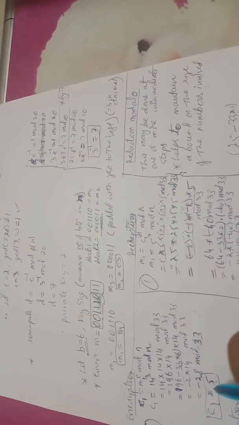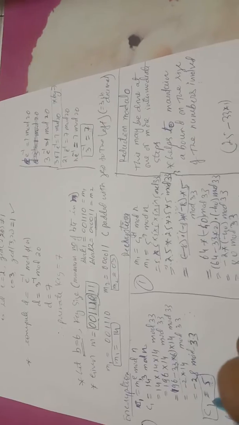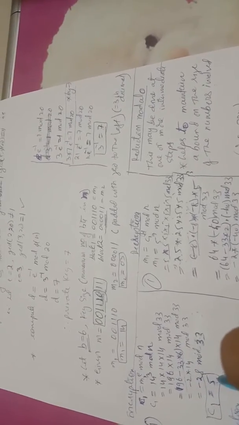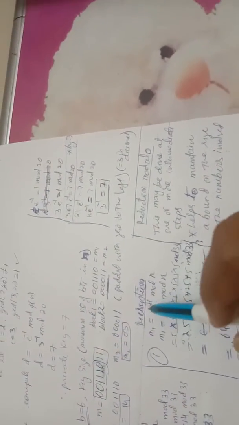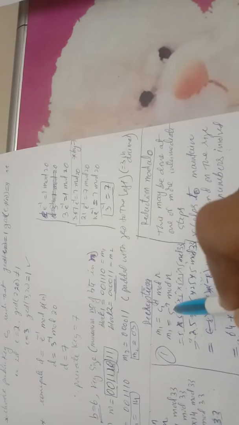Now the plain text corresponding to the ciphertext C1, which is equal to 5, we should get back as 14. So I will be doing the decryption process now. We will be getting back M1, which is equal to C1 to the power D mod N. We have C1 is equal to 5, D is equal to 7, where D is the private key. While doing encryption, we make use of the public key E, and while doing decryption, we make use of the private key D.